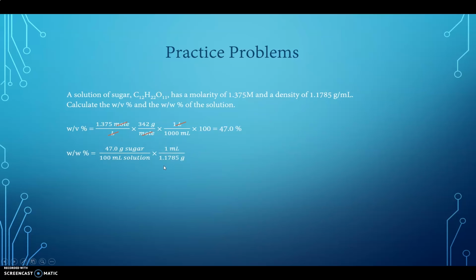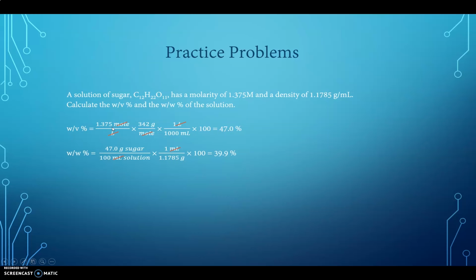So all we have to do now is use the density. We're going to put milliliters on the top so they'll cancel, and we'll put grams on the bottom because we want grams over grams in the end to get a weight percent. And we simply then multiply that result by 100. So the milliliters we started with cancel with the milliliters in our conversion, and we end up with a 39.9% weight percentage.